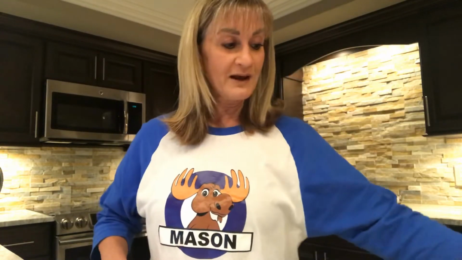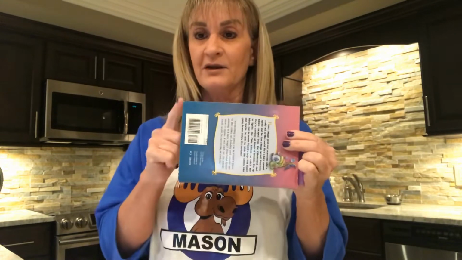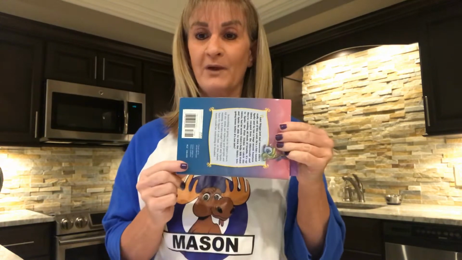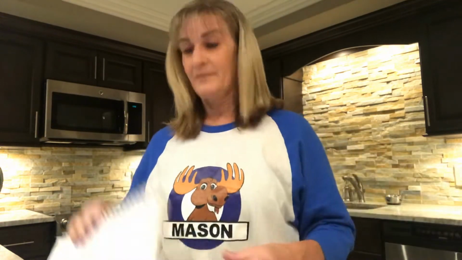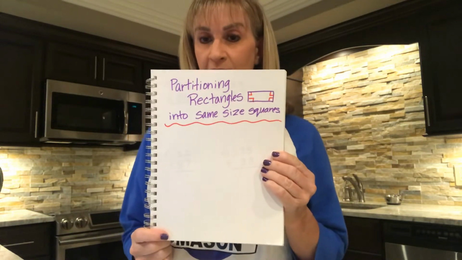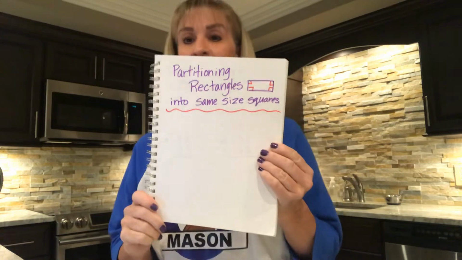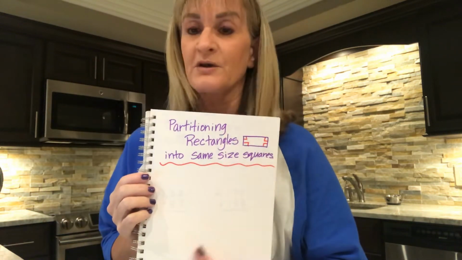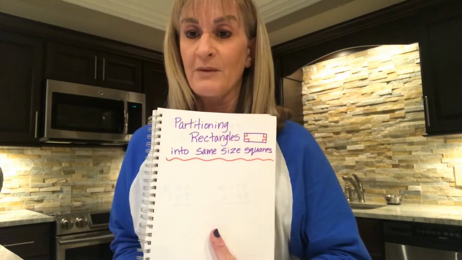Okay? This is a rectangle. A rectangle has 4 90-degree angles. 1, 2, 3, 4. Okay? So, rectangles, squares, they have 90-degree angles. 4 of them. Okay? So when we partition or cut our rectangle into the same size squares, that's what we're going to talk about doing today.